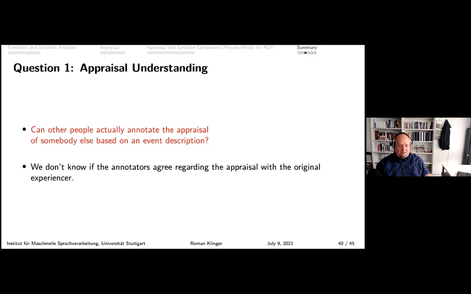We don't know if the annotators agree regarding the appraisal of the original experiencer, because we don't have access to the original experiencer's appraisal. So to look into this, what we are currently doing is building quite a large corpus. We plan for at least 12,000 event descriptions, where the authors who describe the event directly report their appraisal, such that we have access to the original appraisals. And then we can compare this to the appraisal annotations of annotators to see if these are aligned or if there's perhaps information missing.